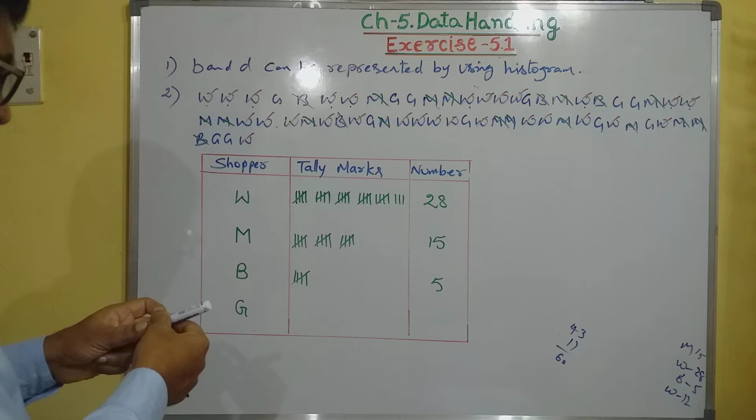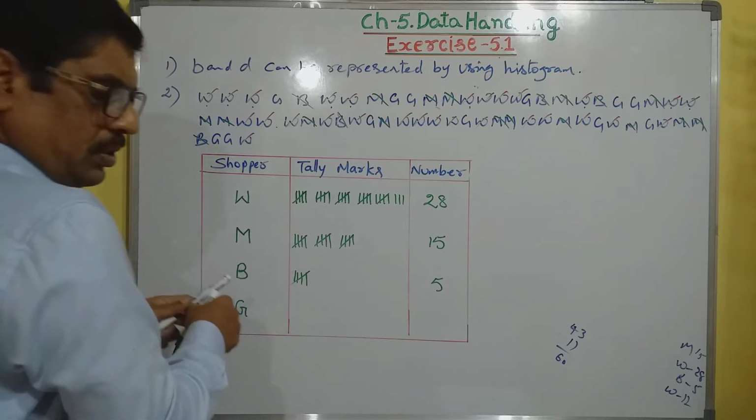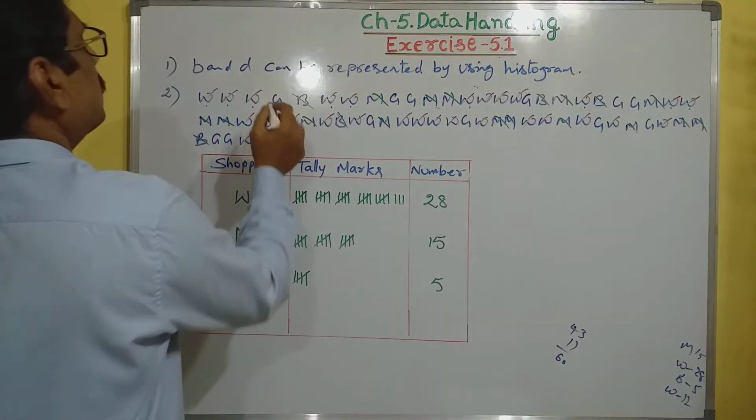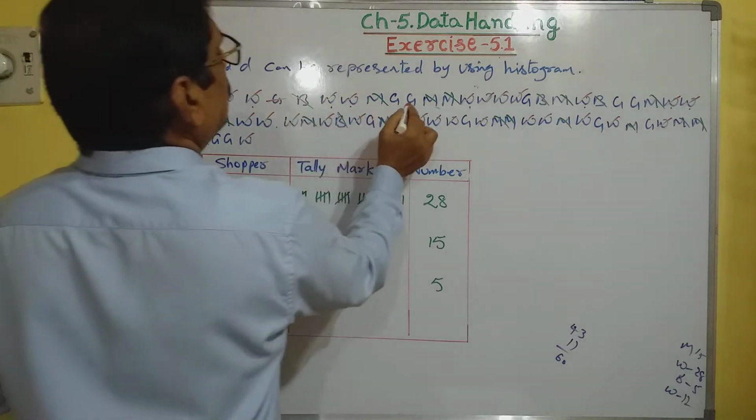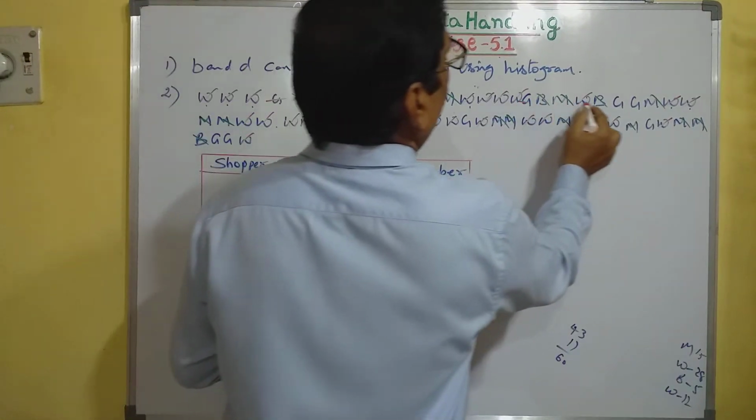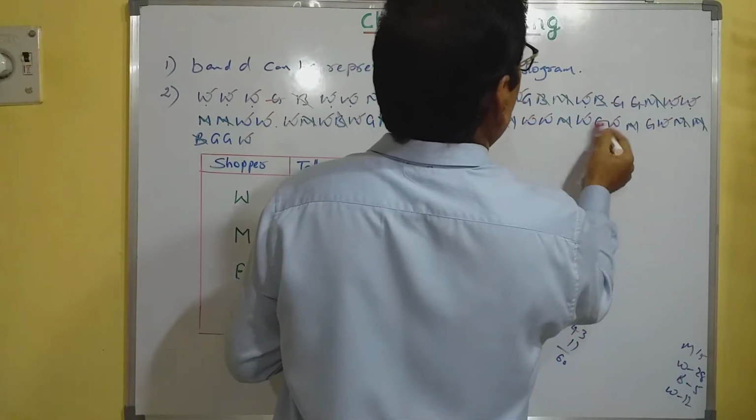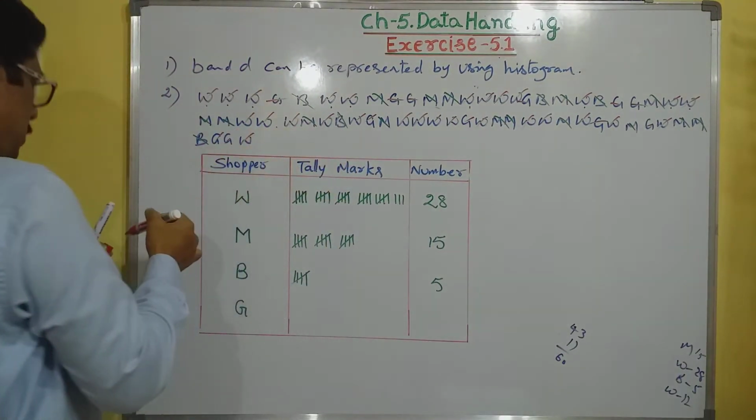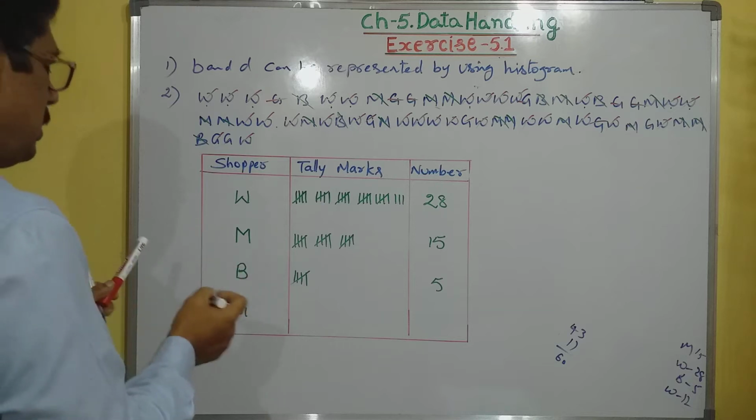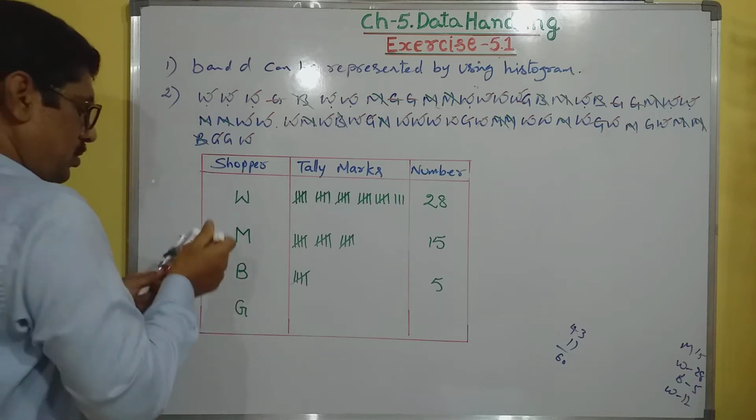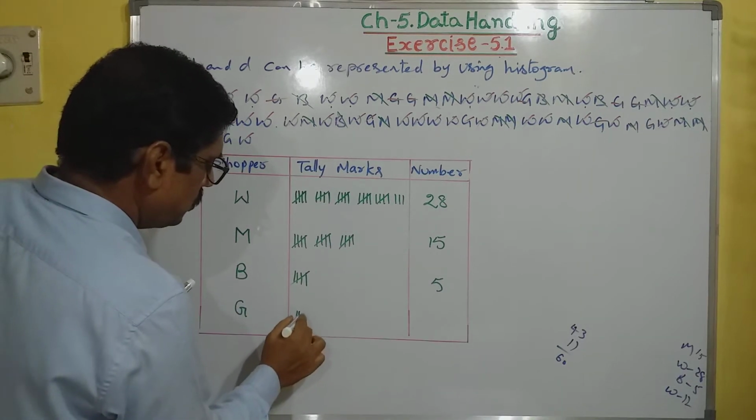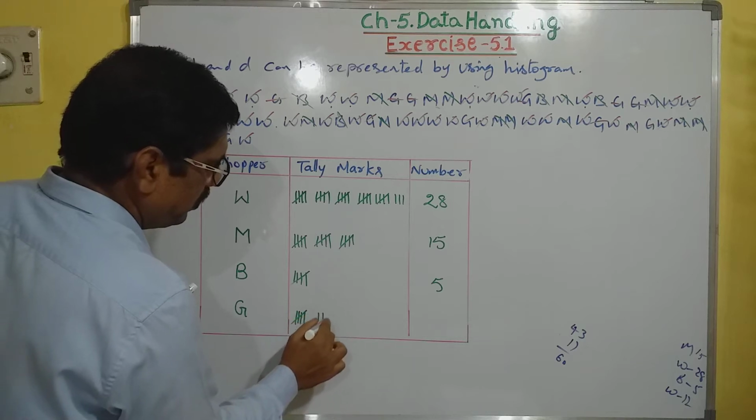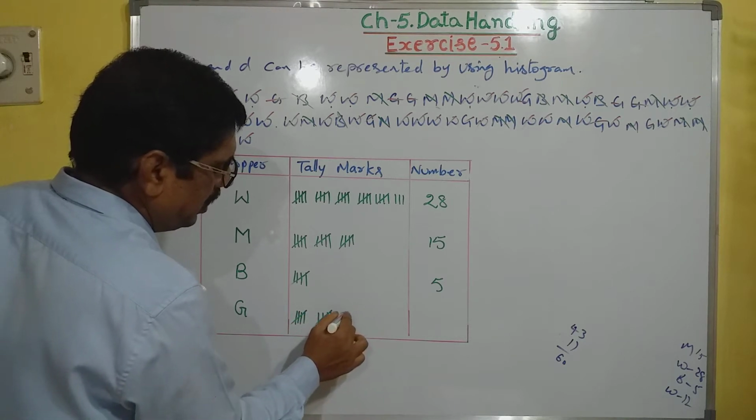And now the girls. Here the number of girls is 1, 2, 3, 4, 5, 6, 7, 8, 9, 10, 11, 12. So we have to write the tally marks for 12.